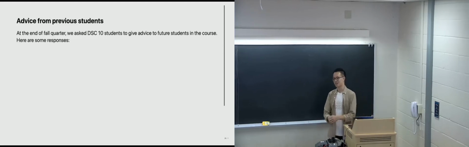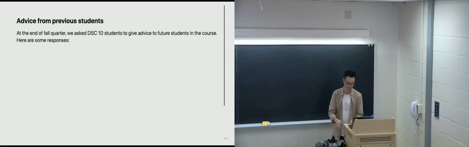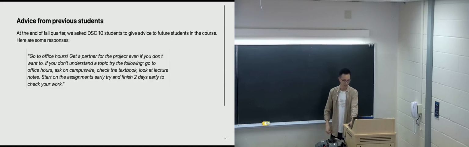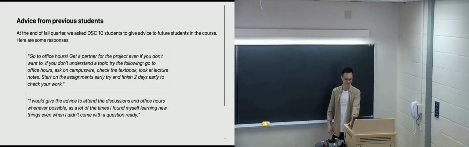We looked at some of the student responses from the fall quarter of DSC 10, and we took the ones that we felt captured the most common advice that previous students gave to current students of DSC 10. So here they are. Go to office hours. Get a partner for the project even if you don't want to. If you don't understand a topic, try to go to office hours, ask CampusWire, check the textbook, look at lecture notes, start assignments early, and aim to finish 2 days early to check your work.